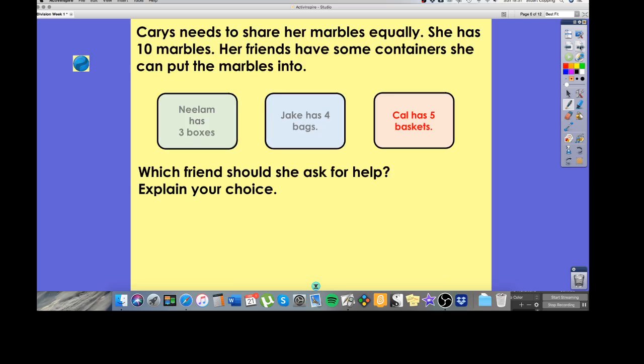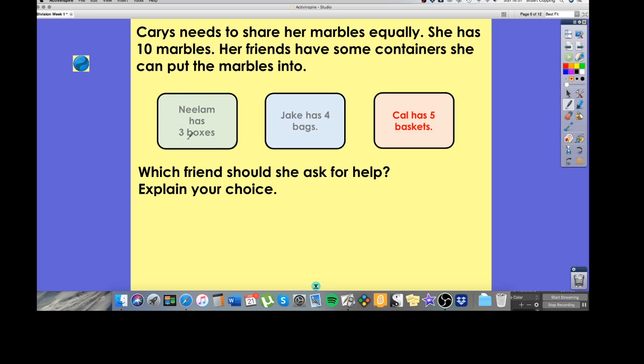Okay, let's have another question. This one's a bit trickier. Okay, so I've got marbles again. So Caris needs to share her marbles equally. She has 10 marbles. Her friends have some containers she can put marbles into. So Neelam has 3 boxes she can put her marbles into. Jake has 4 bags. And Carl has 5 baskets. Which friend, bearing in mind she needs to do it equally, which friend do you think will have the right number of boxes, bags or baskets? And you can explain your choice. So we're going to work it out.